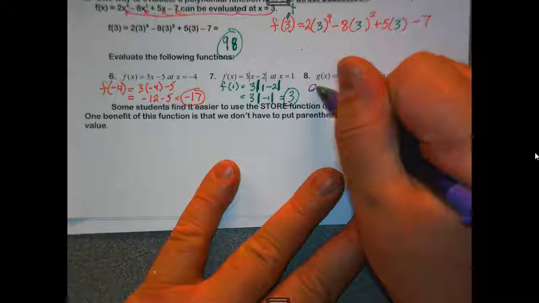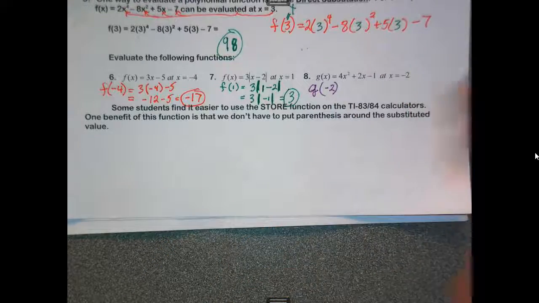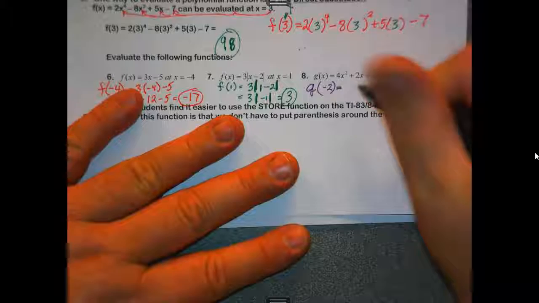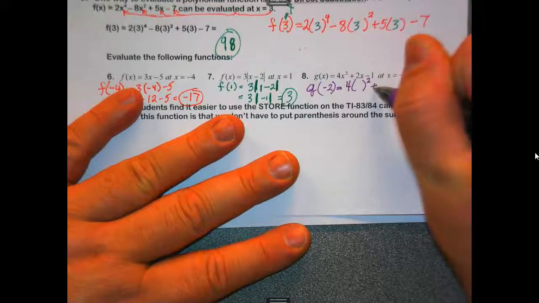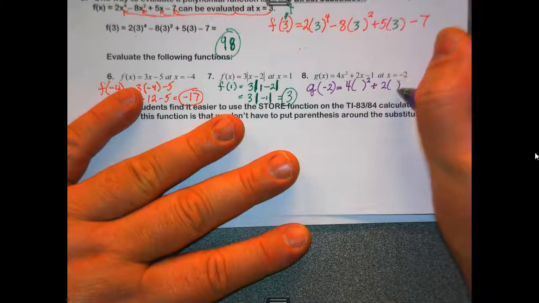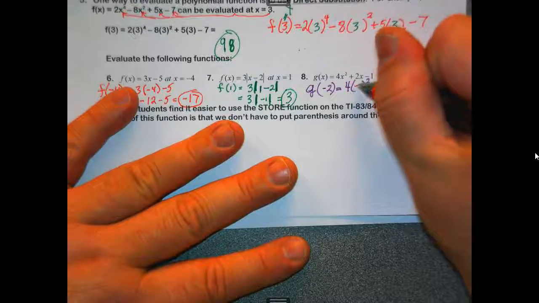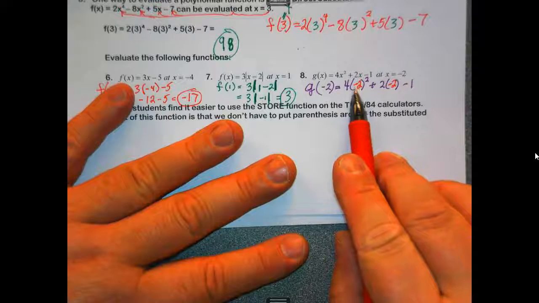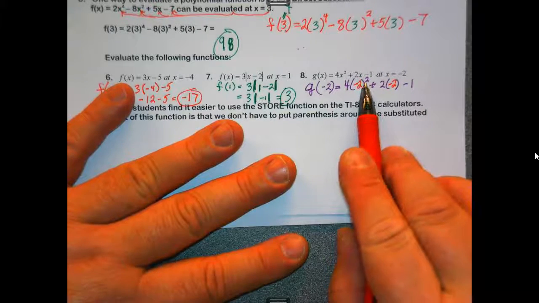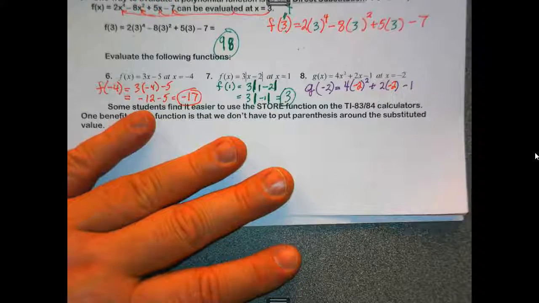Nope. The g of -2? I gotta get some water. So I have 4 parentheses squared plus 2 parentheses minus 1. And I'm putting in -2. By the way, if you don't put parentheses around a negative number raised to an even power, you will get the wrong answer.